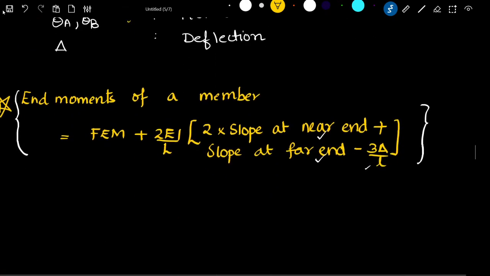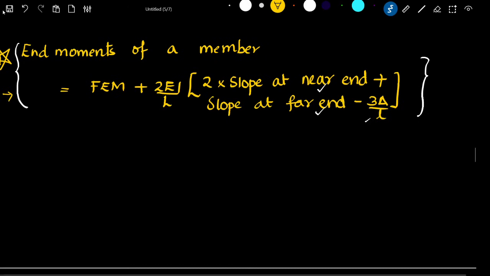Theta A and theta B in this equation denote the rotations at the ends A and B, and delta is the deflection. So on a final note, I can write the end moments as the fixed end moment plus 2EI by L into 2 times the slope at the near end plus the slope at the far end minus 3 delta by L. In the options you can find such forms of this equation also, so this also has to be known.